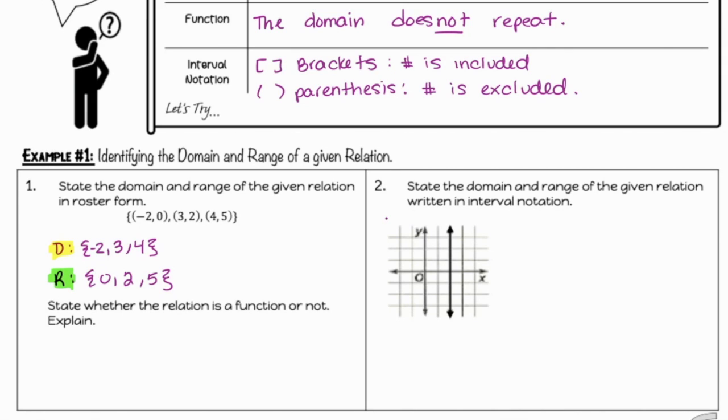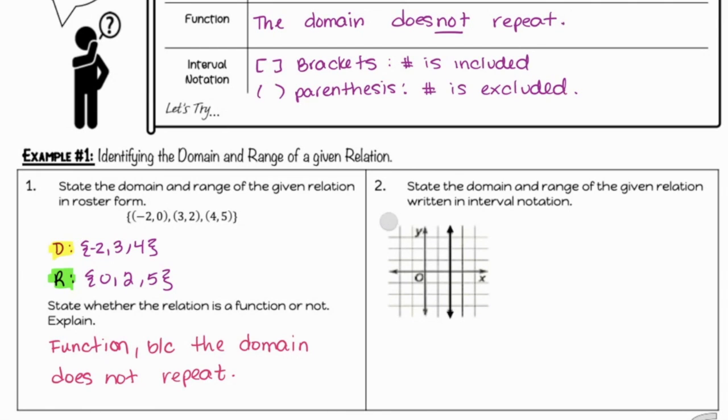The second part asks, state whether the relation is a function or not. Explain. So a function means that the domain does not repeat. I'm focused on the domain, and here clearly I see that the numbers do not repeat. Therefore, we do have a function. So function because the domain does not repeat. Nice and easy.